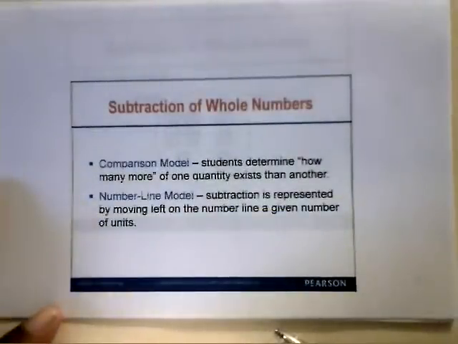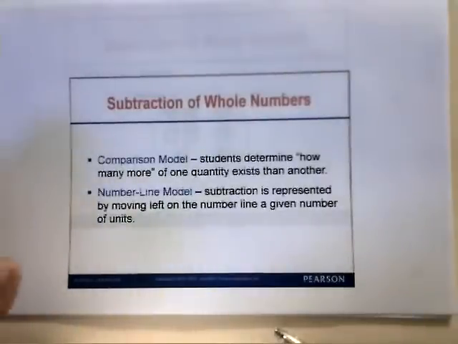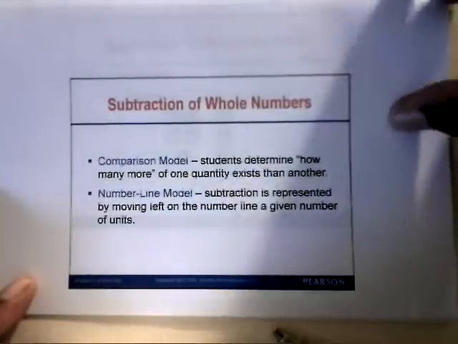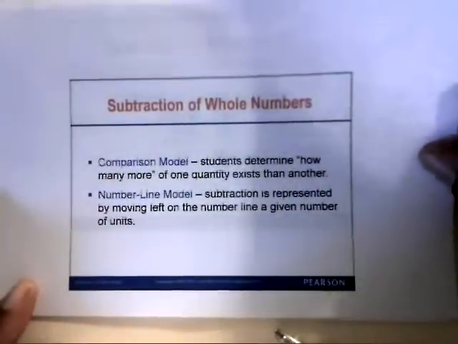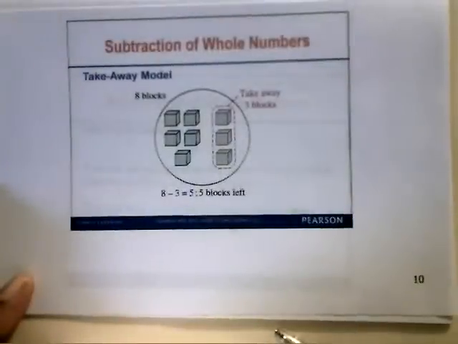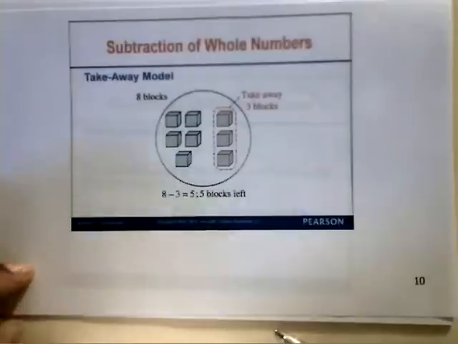Then you have the comparison model, where students determine how many more of one quantity exist in another. And then finally, the number line model is subtraction represented by moving left on the number line a given number of units. And we're going to look at each one of these individually. We'll first look at the takeaway model.